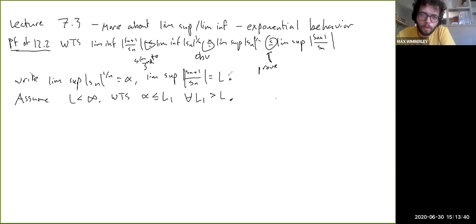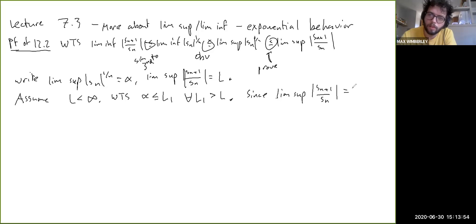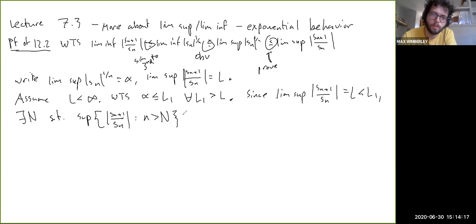So here's how we do it. Since the lim sup of |Sn plus 1 over Sn| equals L, which is less than L1, right? We can find a capital N such that the supremum of all of these numbers for n greater than capital N is less than L1, right? I'll explain this in a sec.